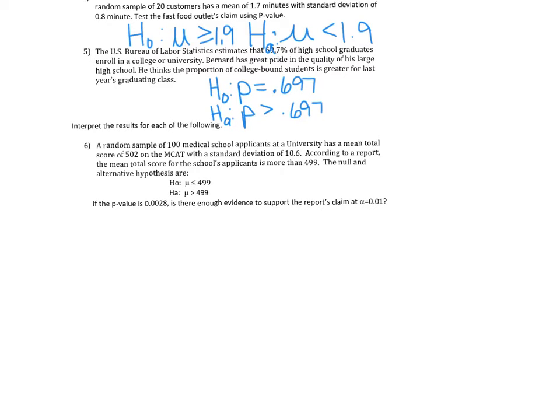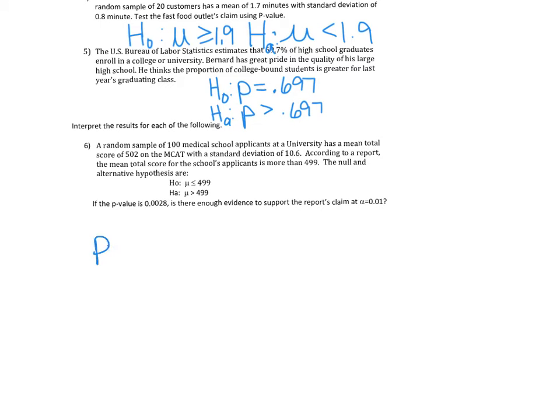Okay, so the next one, now we're interpreting the results. A random sample of 100 medical school applicants at a university has a mean total score of 502 on the MCAT, with a standard deviation of 10.6. According to a report, the mean total score for school's applicants is more than 499. The null and alternative hypotheses are mu is less than or equal to 499, mu is greater than 499. If the p-value is 0.0028, is there enough evidence to support the report's claim at alpha equals 0.01?